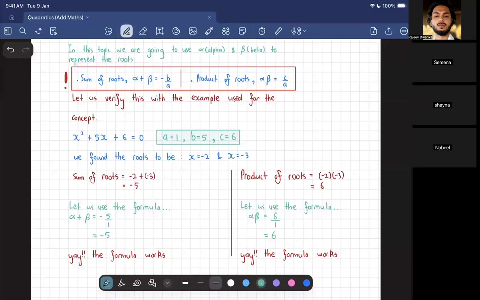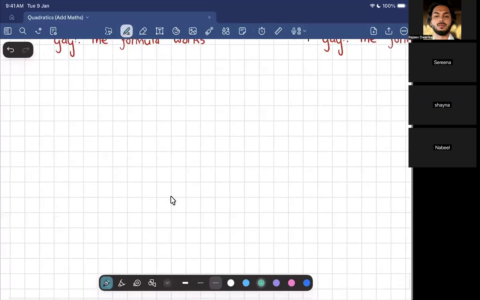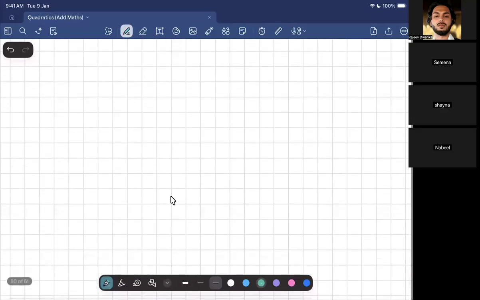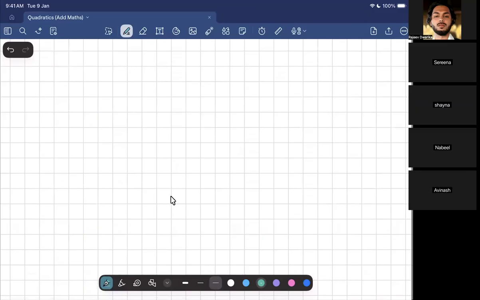Yes, sir. Sheena, Serena, do you all have it copied down? Yes, sir. So let's just review this, right? First things first, guys. Alpha and beta, what do they represent? Roots. Right. Alpha and beta just represent the roots. If I want to find the sum of the roots, alpha plus beta, how do I do that? What's the formula for that? Minus b over a. Right.